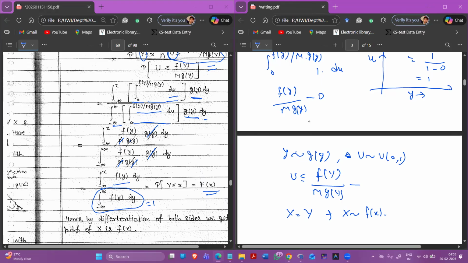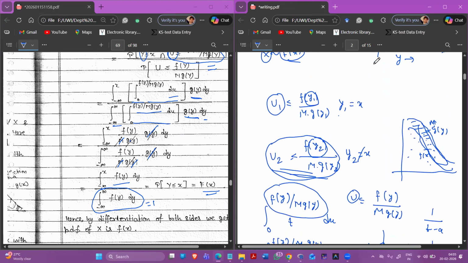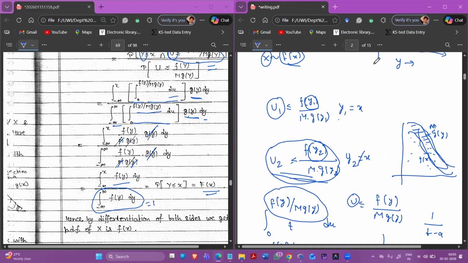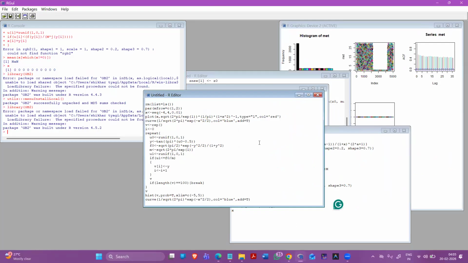The limitation of this method, or the critical point, is to find a g(y) that should always overlap your f(x). All right. So for that, we check the code we checked earlier.